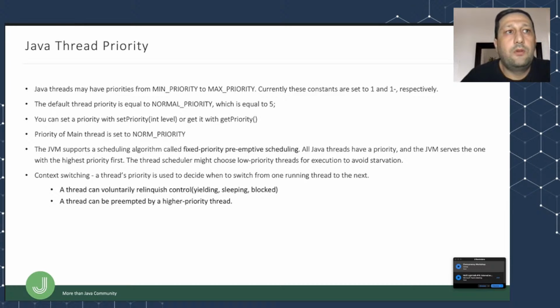And in Java, we have context switching. Context switching decides, according to the thread's priority, when to switch from one running thread to the next. Context switching uses two ways of deciding when switching between the threads. The first is that a thread can voluntarily relinquish control. It can use the yield method, the sleep method, or others. And the second one is that a thread can be preempted by a higher priority thread.